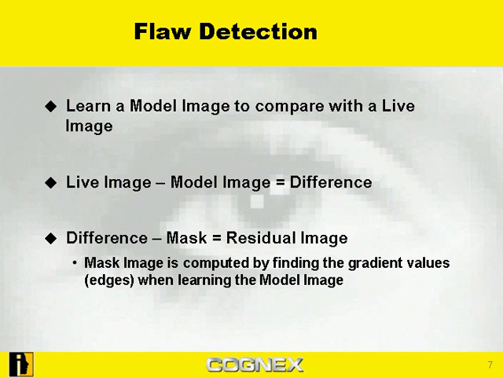Next slide, we're going to be looking over how we learn the model image to compare with a live image. That's what we're basically doing, making a template to superimpose over that live image. Then we take the live image minus the model image, which gives us the difference, meaning the difference in pixel intensities. If there is any, it will invert the pixel and show it in white. And that's what we get with the difference minus the mask, which will give us the residual image. The mask image is computed by finding a gradient value, in other words, the edges around the product that we're inspecting, and then we learn from the learned model images.